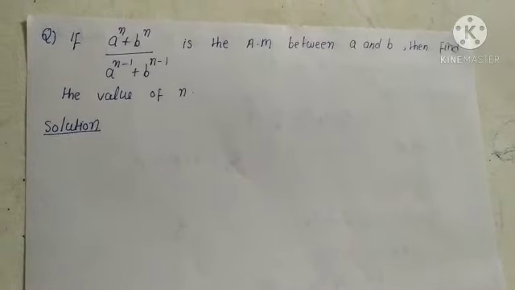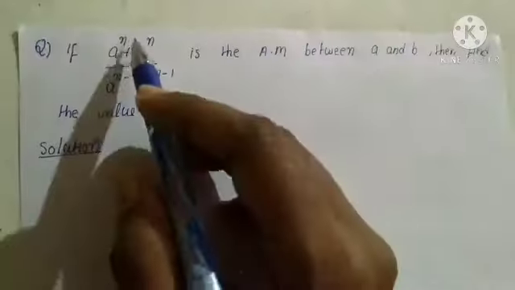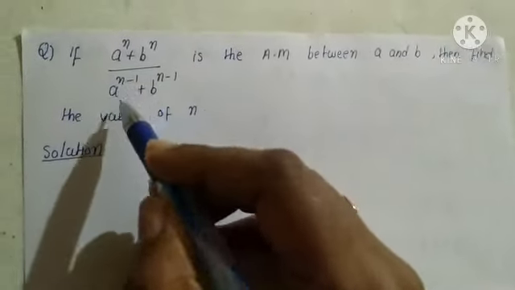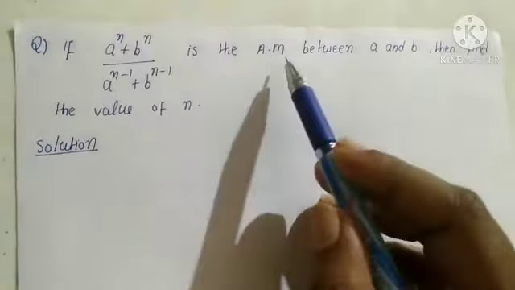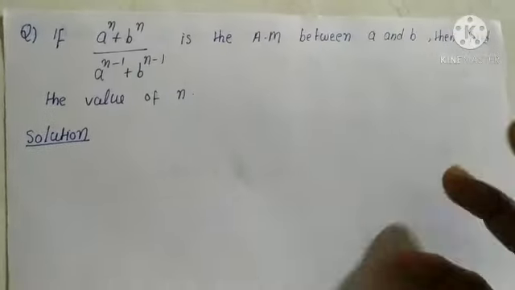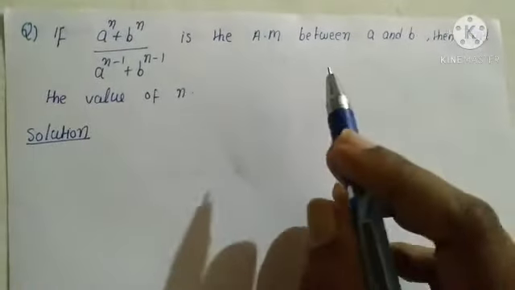This is our second question. If (a raised to n plus b raised to n) divided by (a raised to n minus 1 plus b raised to n minus 1) is the arithmetic mean between a and b, then find the value of n. This is an important question. Mark it.